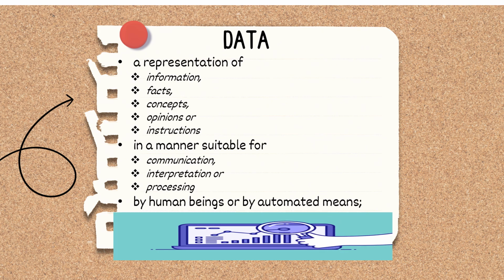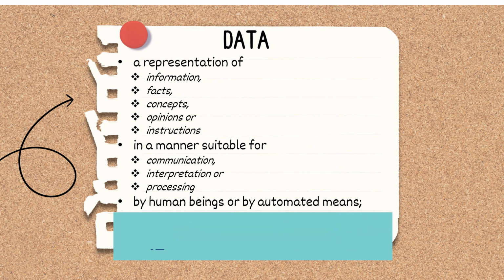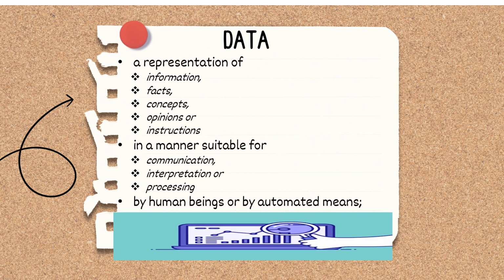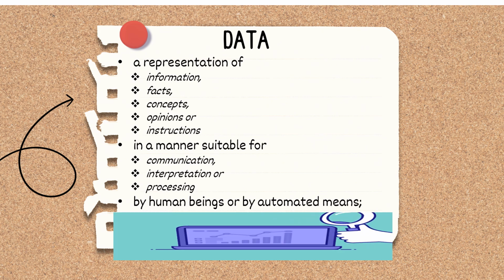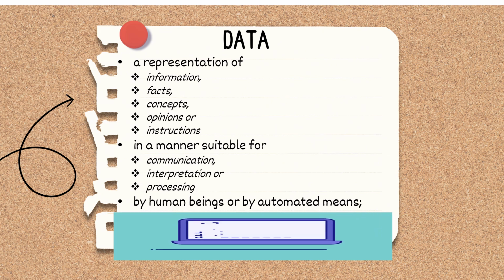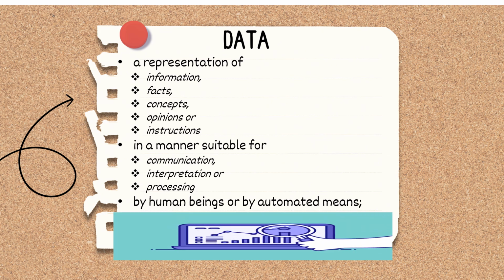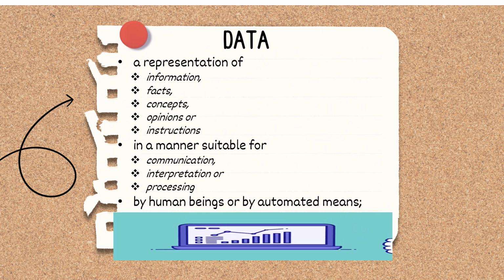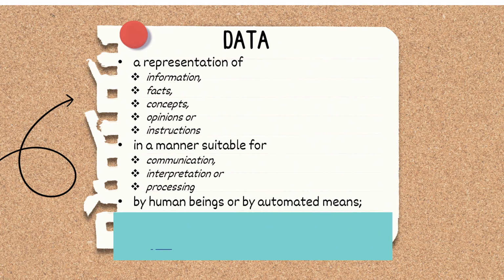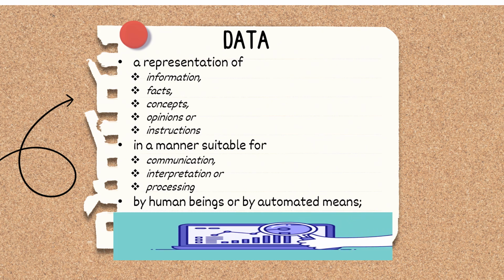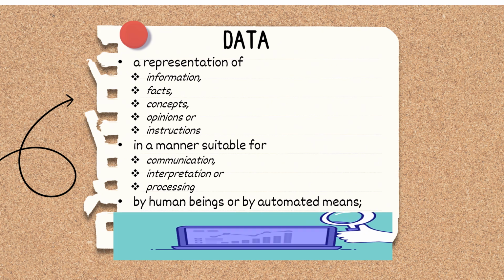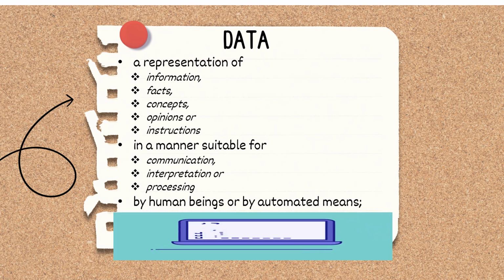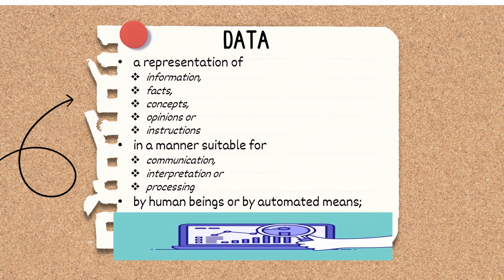Another example of automated means is like when data can be processed by a software. For example, some sensor data from a smartwatch, right, which is automatically recorded and analyzed by a health tracking software. So this becomes an example of processing or interpretation or communication by automated means.